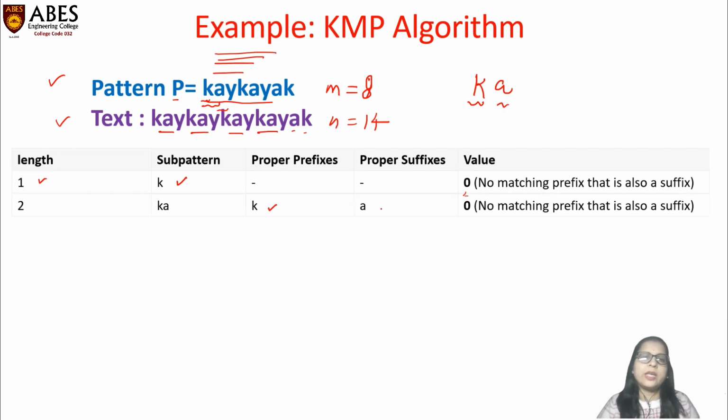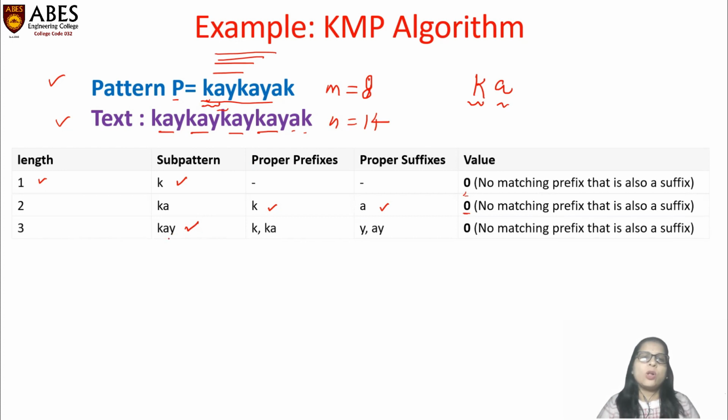So that is written here. Prefix is K and suffix is A. And there is no common value from both prefix and suffix. So the value 0 is written. The same we do for a sub-pattern of length 3. So say the sub-pattern is KAY.